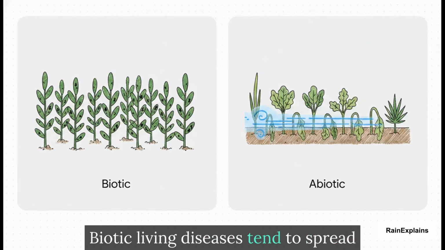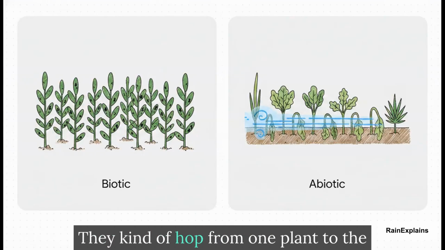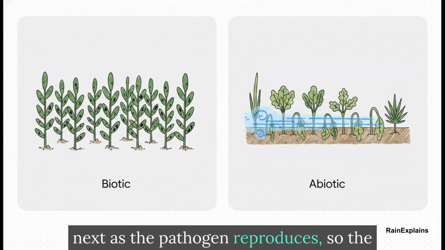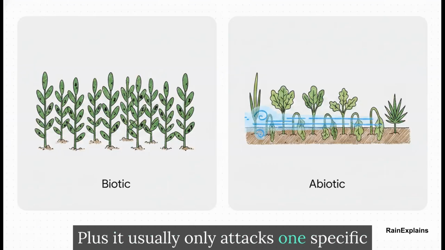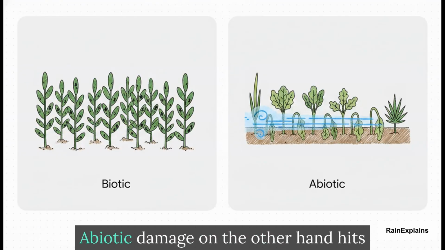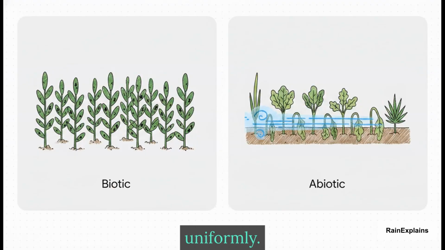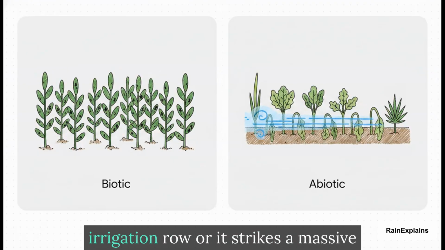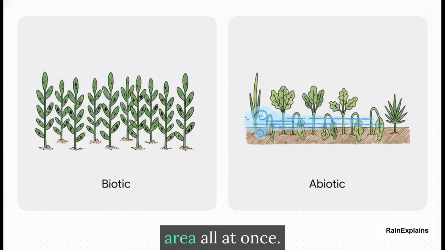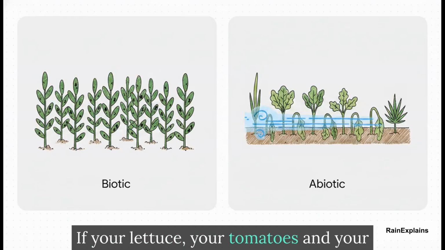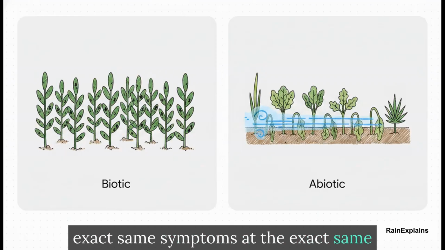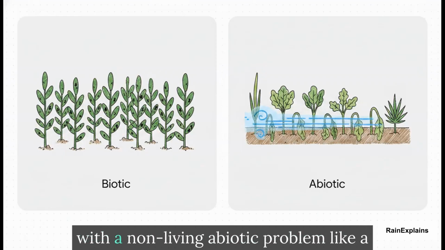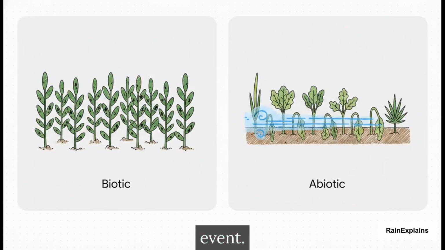Biotic living diseases tend to spread sporadically. They kind of hop from one plant to the next as the pathogen reproduces, so the damage looks scattered or clustered. Plus, it usually only attacks one specific family of plants. Abiotic damage, on the other hand, hits uniformly. It follows mechanical lines, like an irrigation row, or it strikes a massive area all at once. If your lettuce, your tomatoes, and your weeds are all suddenly showing the exact same symptoms at the exact same time, you are almost certainly dealing with a non-living abiotic problem, like a chemical drift or a severe weather event.